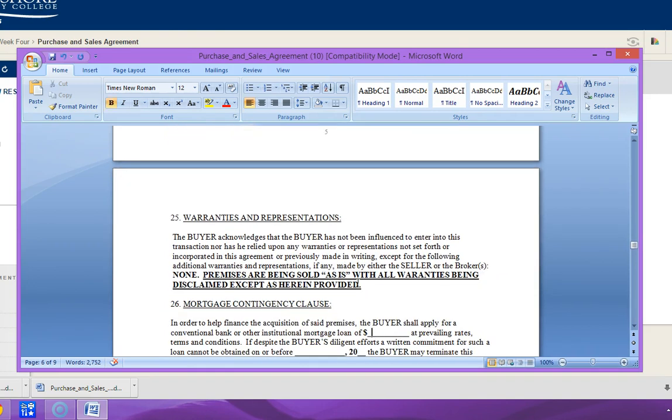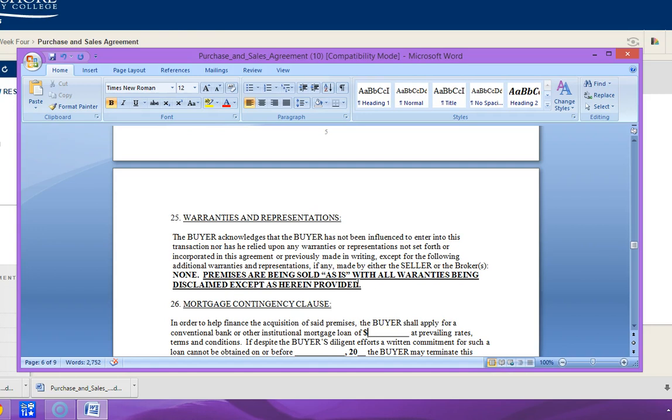Paragraph 26 is the next paragraph that you really need to address. And it's one of the most important paragraphs because basically what it's saying is the buyer is going to apply for a mortgage. If for some reason the buyer can't get mortgage financing at a given amount, which is where my cursor is right now, whatever that amount is, then the buyer can elect to cancel the contract, get his deposit back, and not have to buy the house. So you need to put on that line exactly how much the buyer intends to borrow.